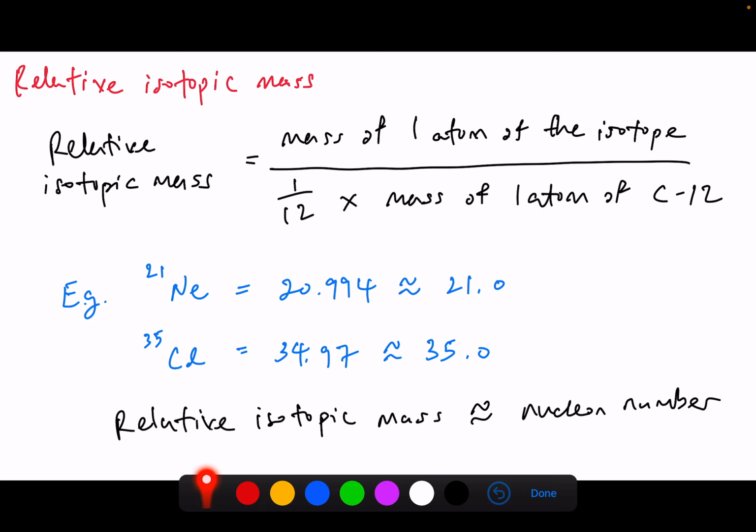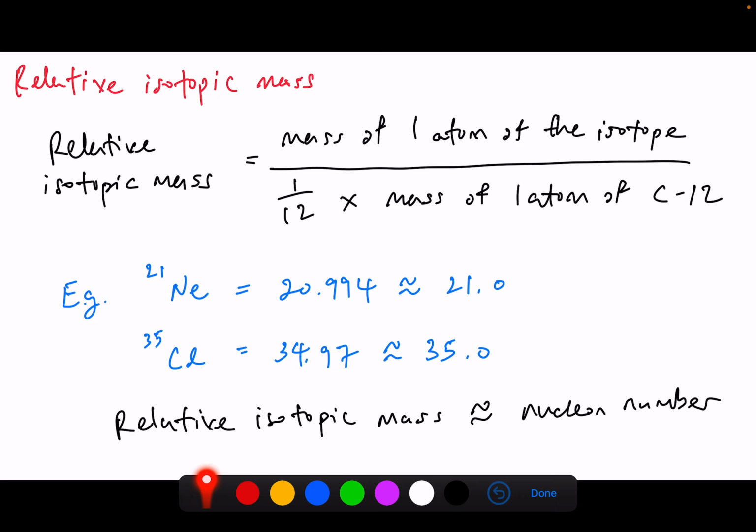So for example, we have this neon 21 isotope. This 21 here refers to the nucleon number or the mass number, which we talked about in the previous video. You can check that out. So 21 here refers to the total number of protons and neutrons. And remember, we mentioned earlier that electrons are actually relatively insignificant in terms of their weight. So the mass of this neon atom is contributed mainly from the nucleons, such as the protons and neutrons.